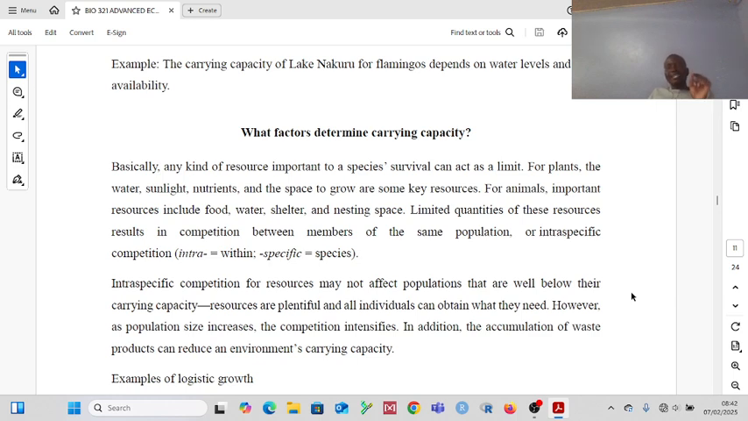So anytime there is a limitation in these factors, for plants, if there is little water, sunlight is not available well, nutrients and the space. For animals, if there is not enough food, not enough water, not enough shelter, places to lay eggs or the areas from where they are supposed to reproduce are also not available, then that will lead to competition.